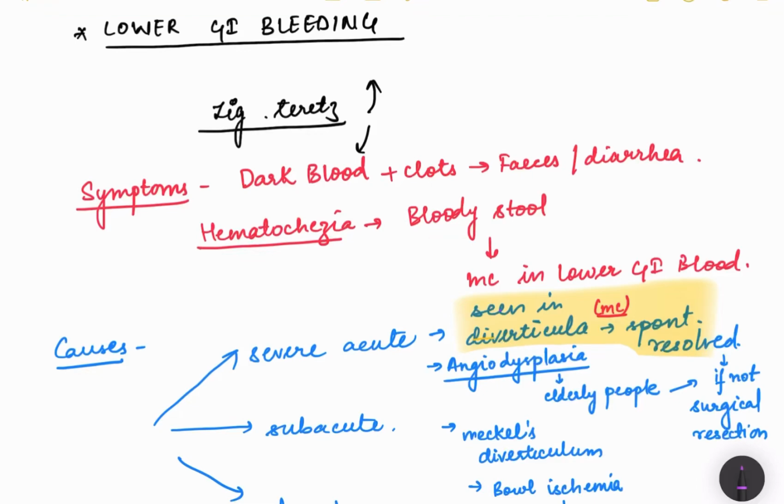So in this lecture, we are going to study lower GIT bleeding. We have already studied in the previous lectures how we can distinguish between lower GIT bleeding and upper GIT bleeding. We can distinguish on the basis of the ligament of Treitz. The symptoms of lower GIT bleeding can present as dark blood, clots in feces or in diarrhea, and hematochezia, which is also known as bloody stool, most commonly seen in lower GIT bleeding.